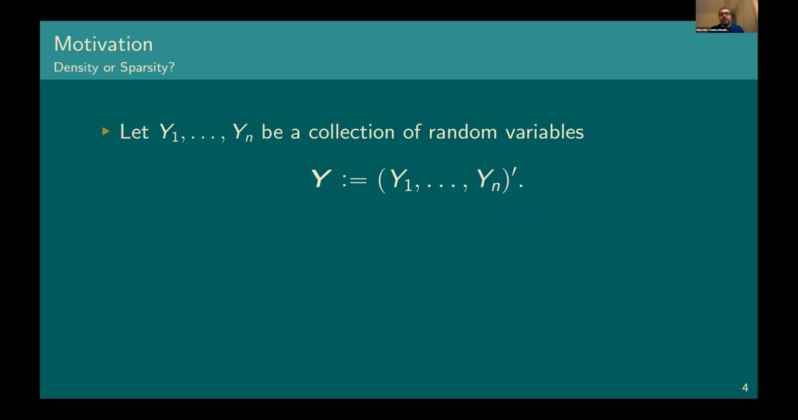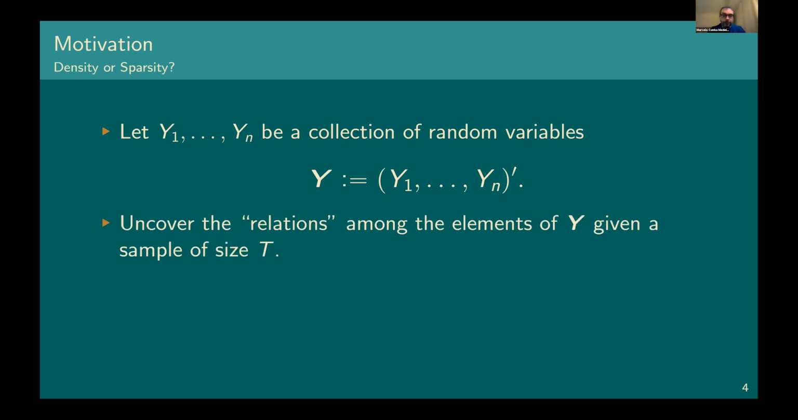Suppose that we have a collection of random variables that we are going to group in this vector y. So we have n of those variables. You can imagine these as different macro variables or volatility series from different companies, different returns from different firms, the GDP for different countries, whatever. You have these n variables.